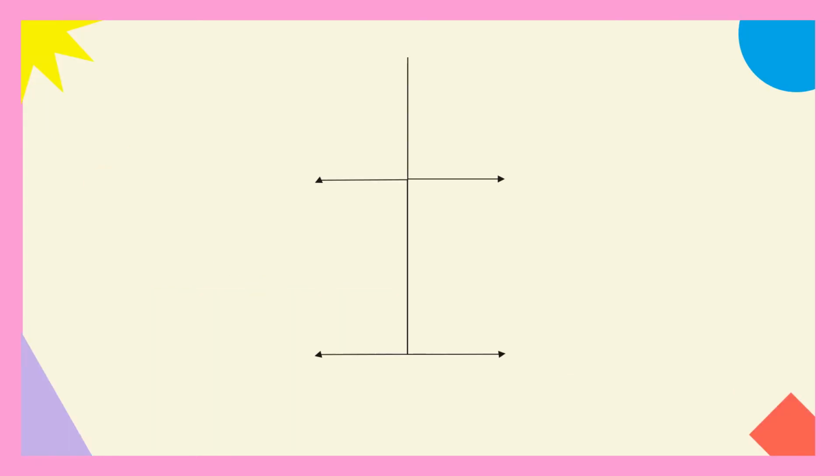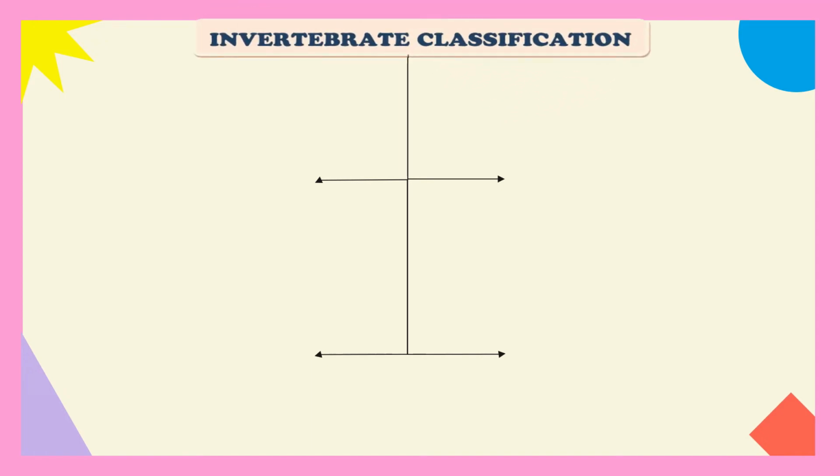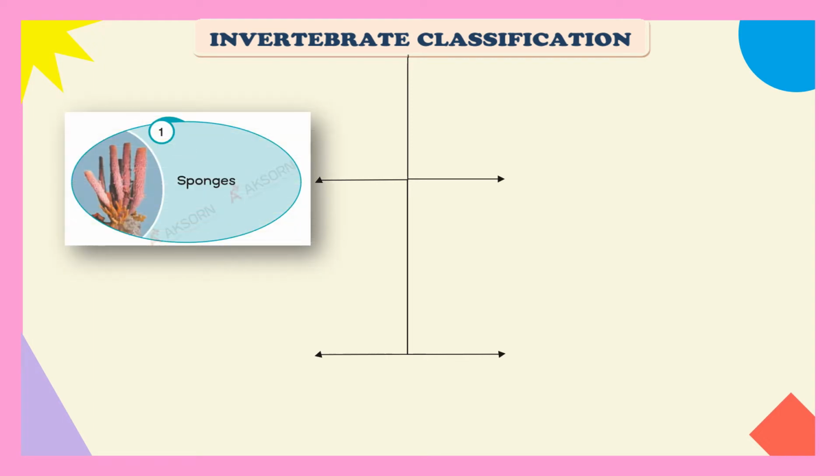Okay, now everyone, let's discuss the invertebrate classification. What animals are included in the invertebrate classification? Invertebrates, we have 8 groups. What are the 8 groups? Let's start. Number 1, sponge. Next, the sponge, they have holes all over their bodies. Their structures are made of spicules, which are like a skeleton in a human body.